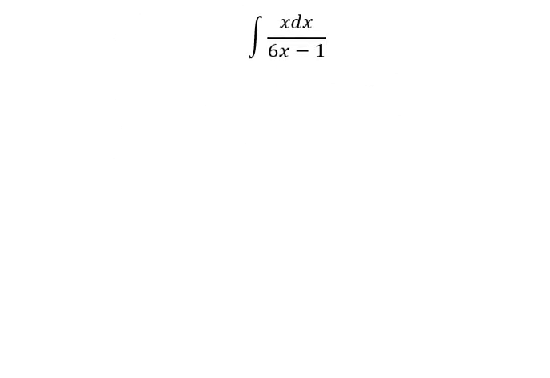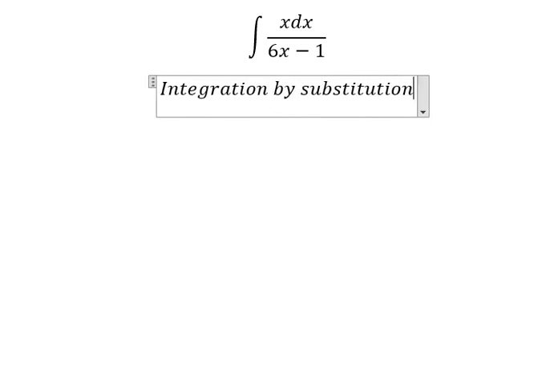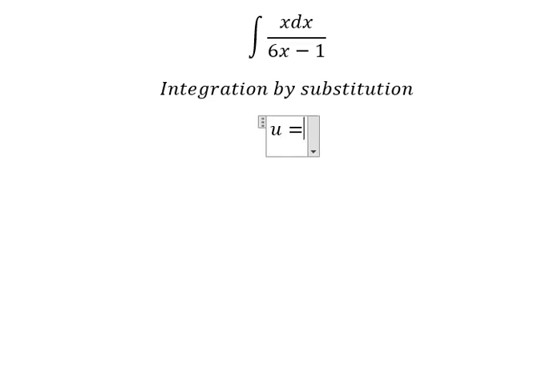For this one, we can use integration by substitution. So I will put u equals 6x minus 1. Because we have x, I will put negative 1 to the left, and we divide both sides by 6.